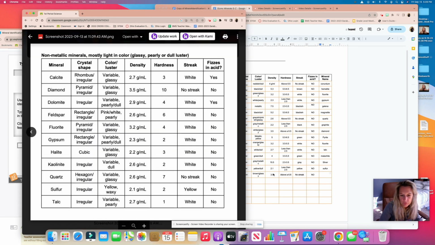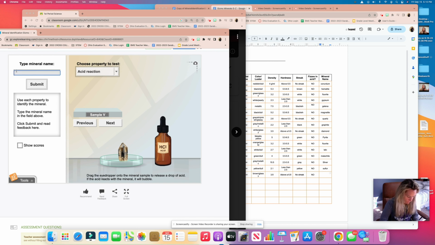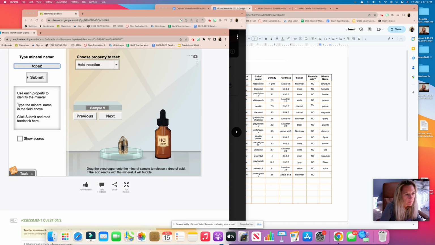All right, so let's go here. Let's start with density, 3.5. It could be diamond. And it could be topaz. So topaz, hexagon or irregular, different colors but glassy. Hardness of 8 could be 8. Anything above 6.5 with no streak. Let's try it out. Topaz. Yes, we are correct.